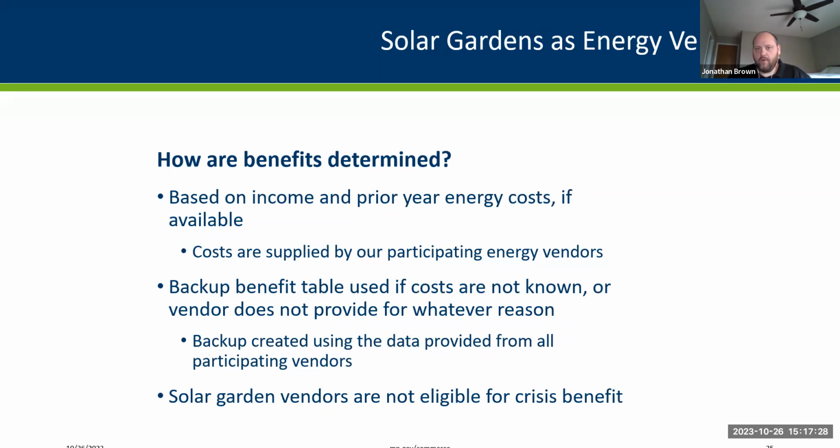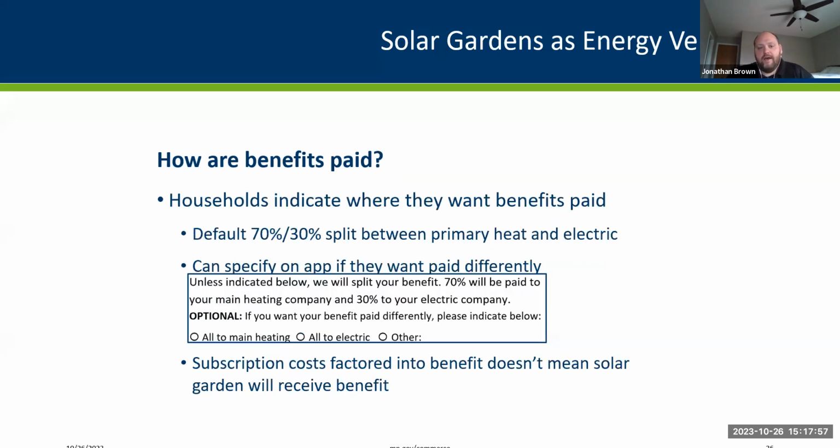And one thing I do want to just point out is solar gardens in our system, our plan, are not eligible for crisis benefits. Basically, they can direct their primary grant to it, but because losing access to a solar garden wouldn't result in a disconnection of electric service, we don't consider that a crisis eligible payment. So it would only be for their base grant, which, if you can go to the next slide, kind of talk about how their benefits are determined.